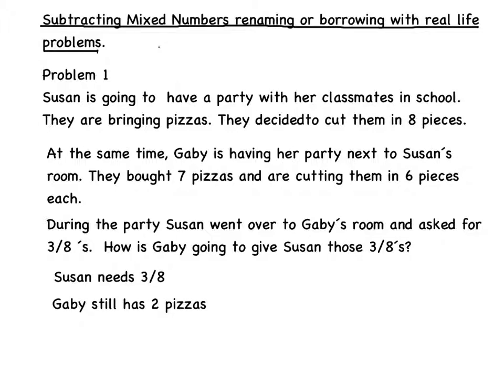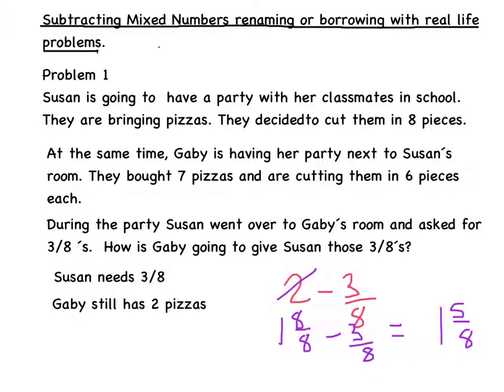Here we go. We have Susan needs 3/8 and Gabby still has 2 pizzas. So this is what we're going to do. We are going to borrow from the 2 and cut it in 8 pieces. Then we subtract 8 minus 3, and that gives us 5/8, and the one that we had before. And that will be the leftover that Gabby will have after giving Susan the 3/8 that she needs.